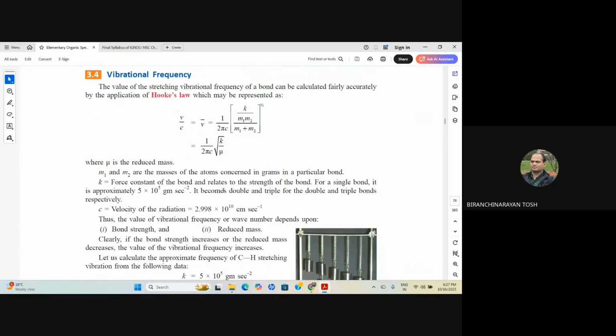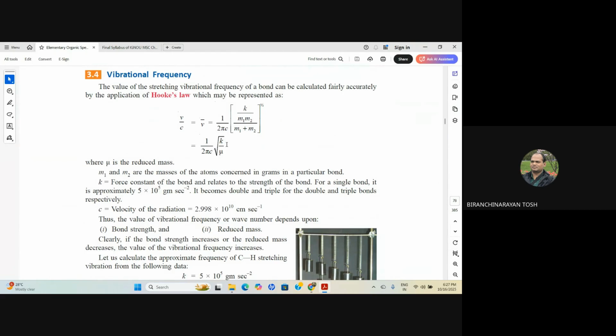But we want to find out the wave number, that is nu bar, which is 1 by lambda. So 1 by lambda will be equal to nu by c. We have to divide this by c. So the fundamental frequency or the wave number nu bar will be equal to 1 by 2 pi c into root over k by mu, where mu is the reduced mass and k is the force constant.